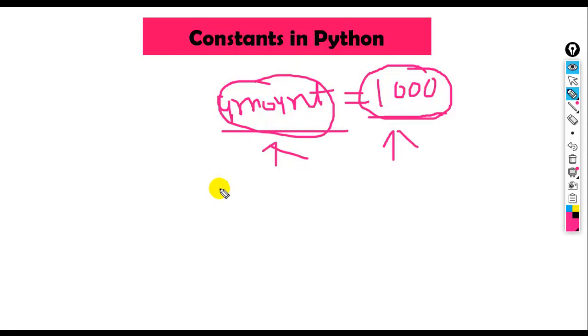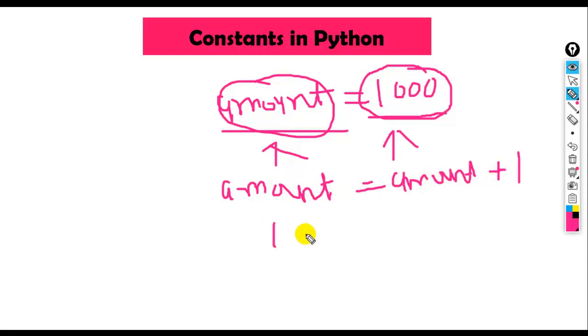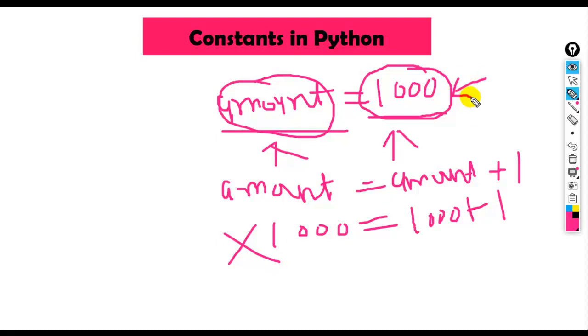Suppose if we want to change this amount, then we are writing like this: amount is equal to amount plus 1, right? We are not writing 1000 is equal to 1000 plus 1. This is invalid. So please remember, that's why here 1000 is a constant. So what is a constant? Constants refer to fixed values that do not change during the execution of a program. So during the execution of a program, we are not changing 1000. We are changing amount, and amount is a variable, and here 1000 is a constant.